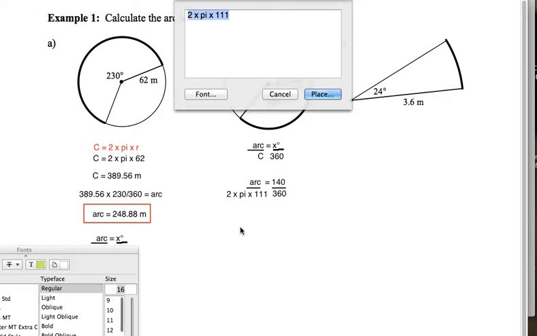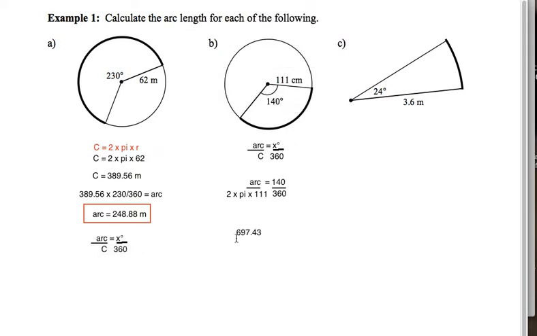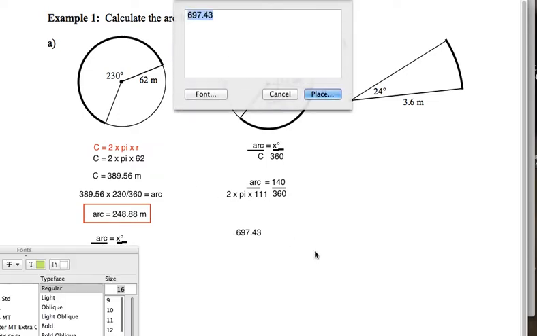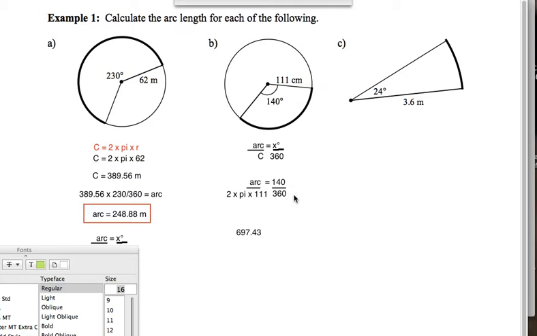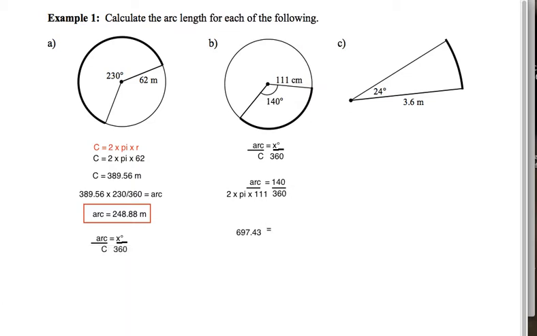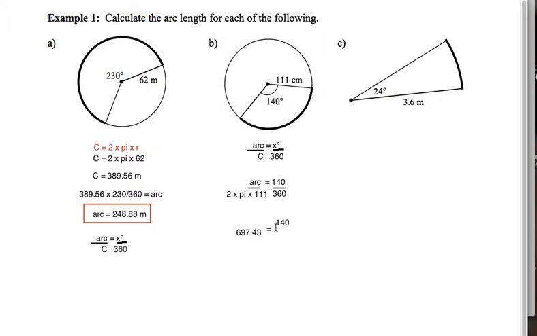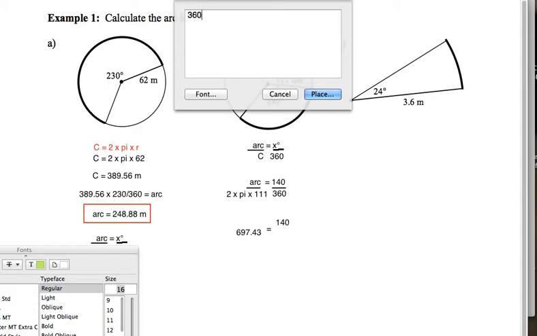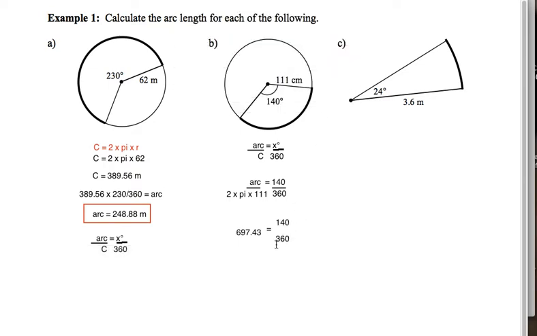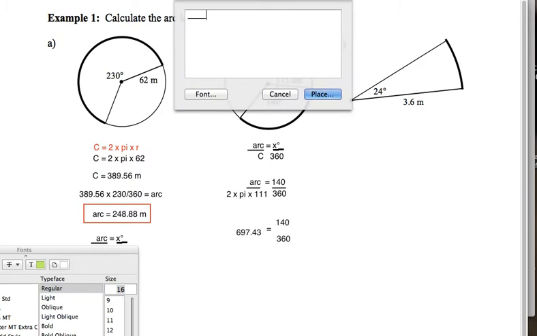697.43. So already I could simplify that. Centimeters is down here in the bottom left. Right? And then over here, I've still got everything is the same. Right? Got my equal sign. I've got 140 up in the top right here. Down here, I've got 360. And then I've got a couple of fraction lines.